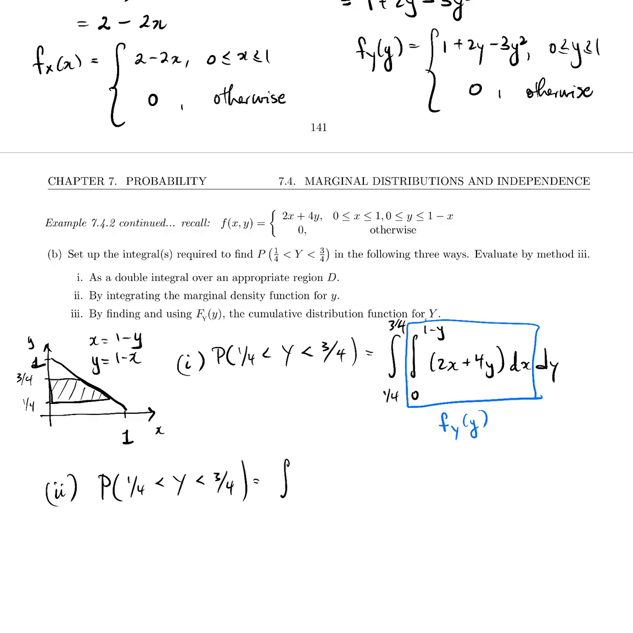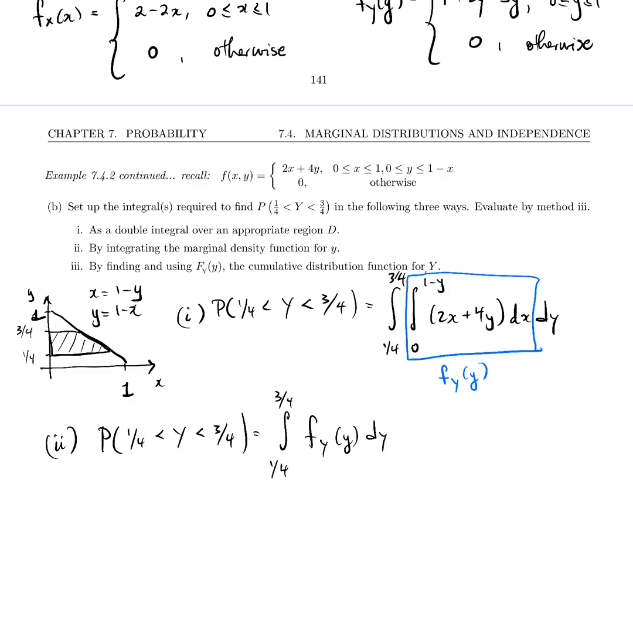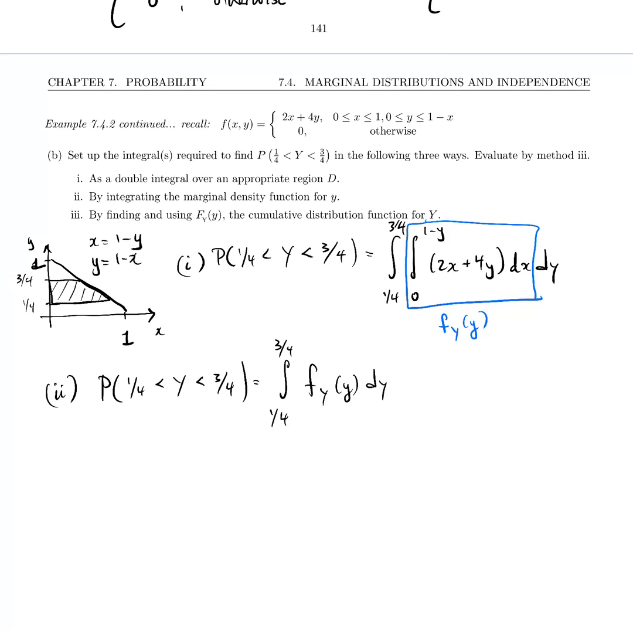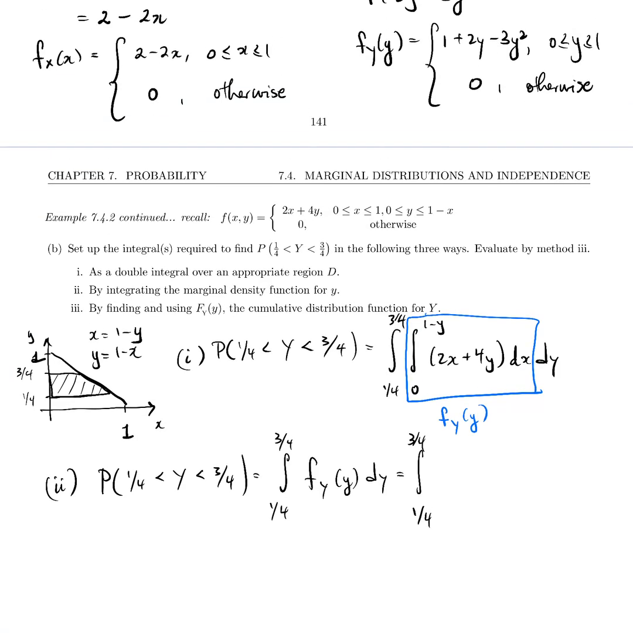Now it's the integral from 1/4 to 3/4 of the marginal. That's what we would do with a single variable to find probability. And so we do the exact same thing with the marginal density. And that is the integral from 1/4 to 3/4 of the antiderivative that we just found up here, so of 1 plus 2y minus 3y squared dy. So that's the answer to 2, setting that up by integrating the marginal density function.